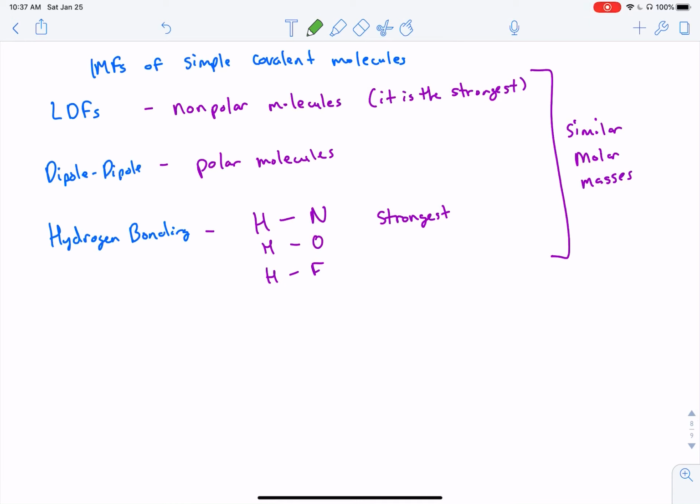Oh, for nonpolar molecules, this is the strongest method. For ones that have hydrogen bonding, this one's the strongest. That's what I meant.